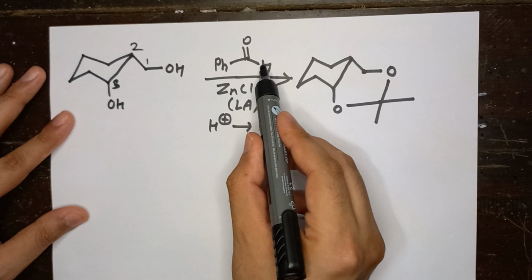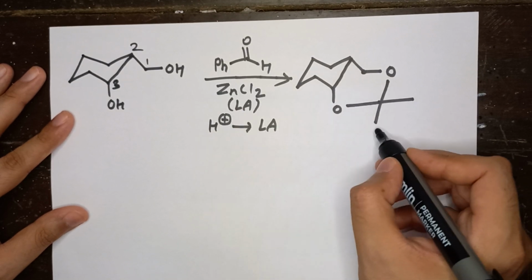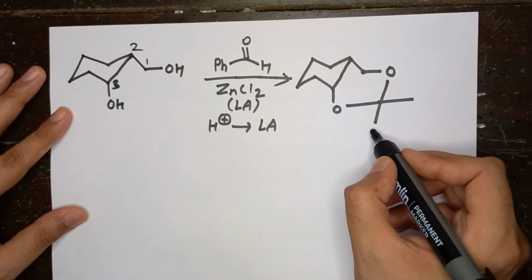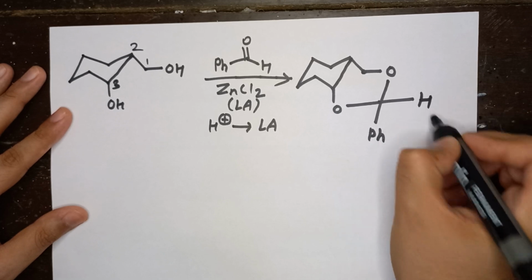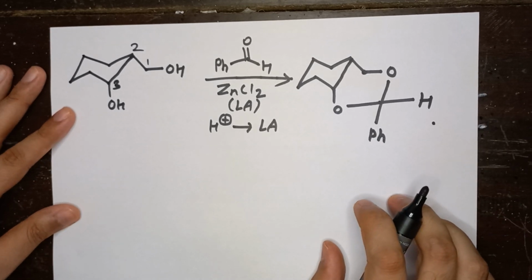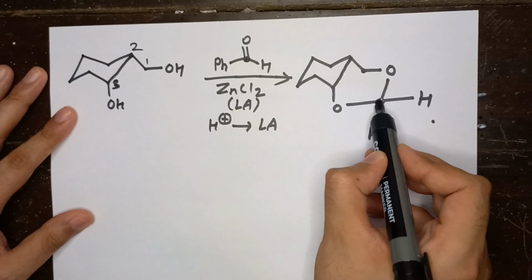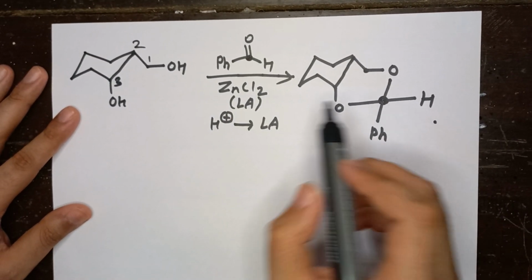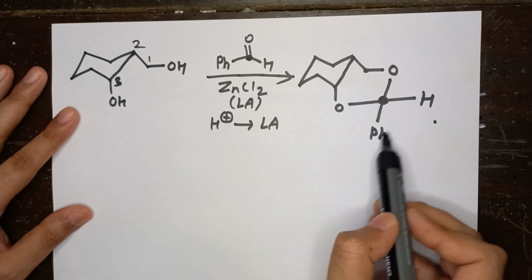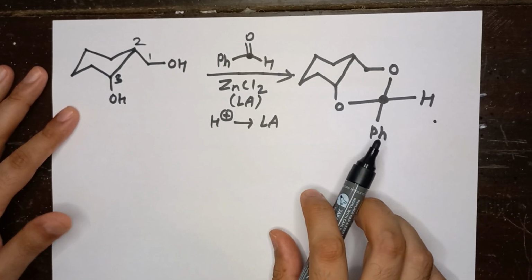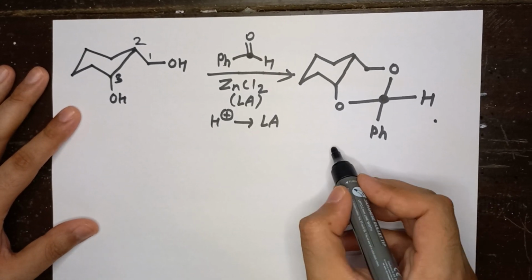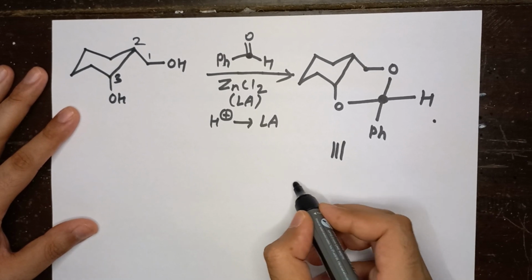And I have Ph and H as substituents, so it is going to be Ph and H as substituents. So this carbon is this carbon, correct? And it has this Ph and H, so Ph and H. Okay. I have to rewrite it in a proper way.